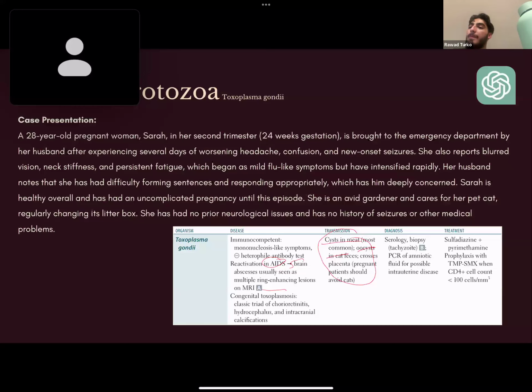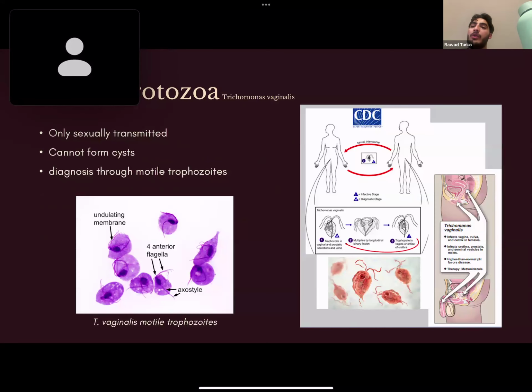Okay, all right. Now your Trichomonas vaginalis. This is a very, very easy protozoa. Okay, we're gonna move through it very quickly, inshallah. It's only sexually transmitted, so it doesn't live on its own. It's very reliant. So it's an obligate parasite because it has to live in the human. It rarely survives outside of the human. So it's transmitted sexually. It cannot form cysts, and you diagnose it through motile trophozoites. So that's pretty much the only thing you guys need to know about Trichomonas.